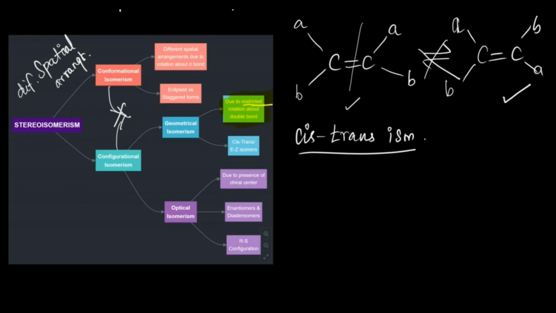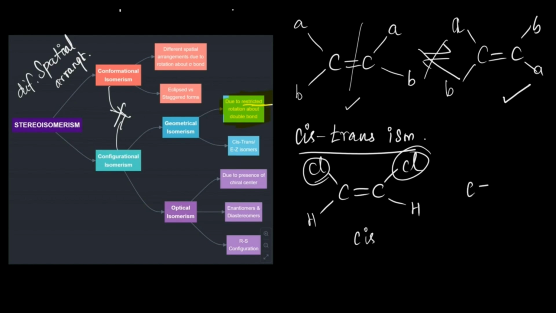This is if the two similar groups are on the same side of restricted rotation, then the configuration is cis. Say for example, if I'm taking a molecule of this, two groups are on the same side, then that is cis. If that is on the opposite side, what does that mean? Then that is trans. Then that will be considered as trans.